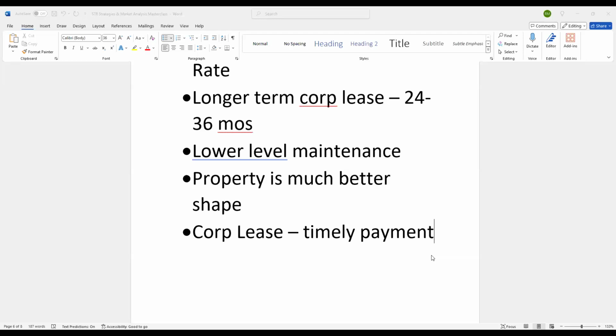So the next part of the rental arbitrage model that we want to talk about is the property types, right?